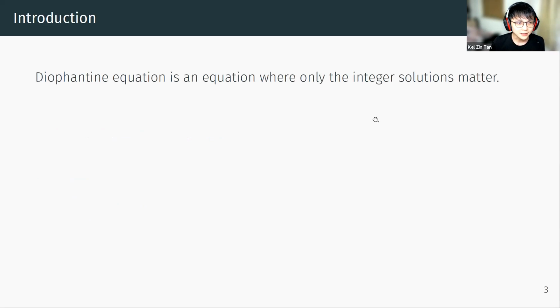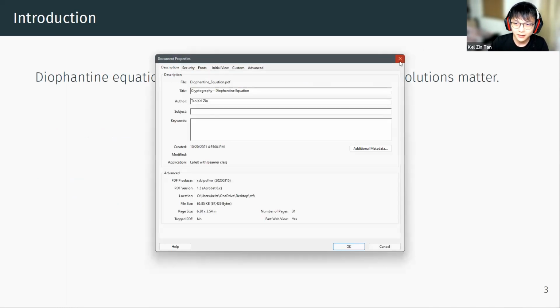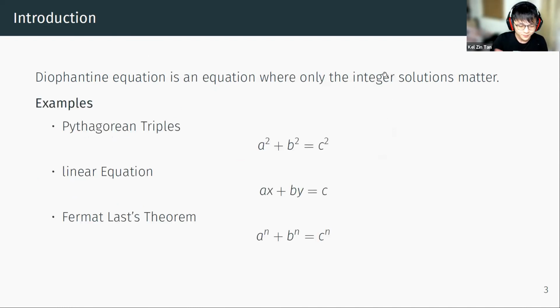Yeah. So the basics. A Diophantine equation is an equation where only the integer solution matters, and we actually have met this kind of equation a lot in our life. Like for example, we have the Pythagorean triple. This one is A, this one is B, and this one is C, the sides of a right angle triangle. And as you all know, most of the time we only care about the integer solution. We don't care about the other things. So A should be an integer, B should also be an integer, and so on.